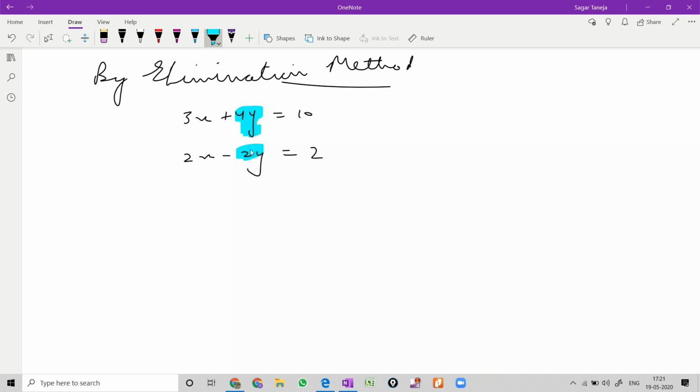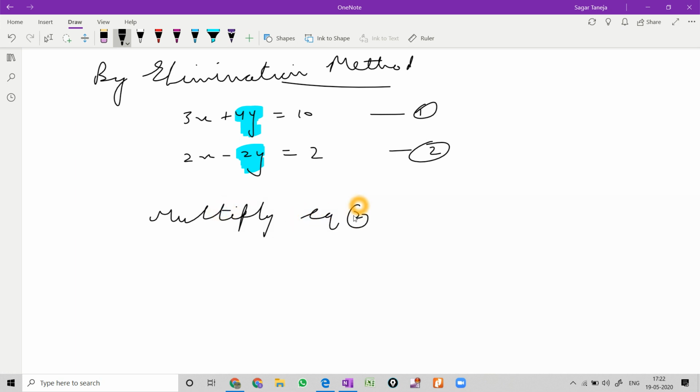It is 4y and it is 2y. So here we can multiply by 2 to make it 4y. Just like this, we have to make the coefficient the same. It is 4, here also we can make it 4. So first of all, let us write the first and second equation. So multiply equation 2 by 2.